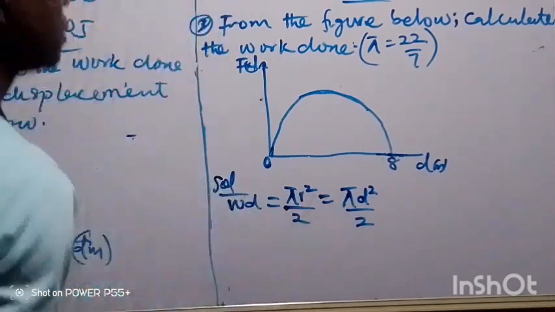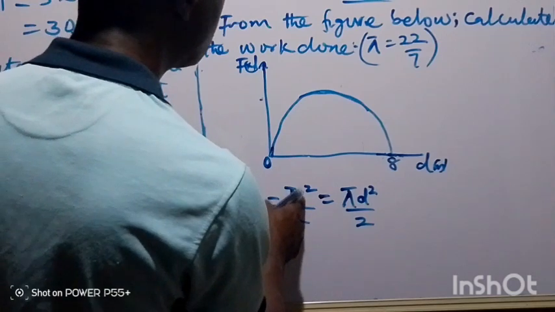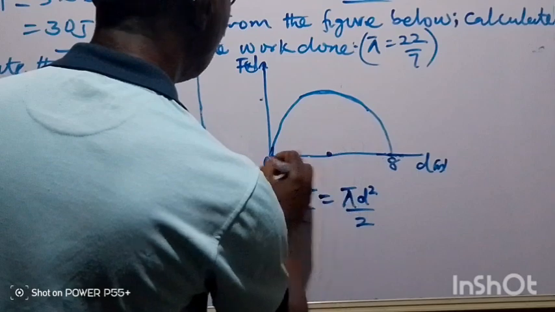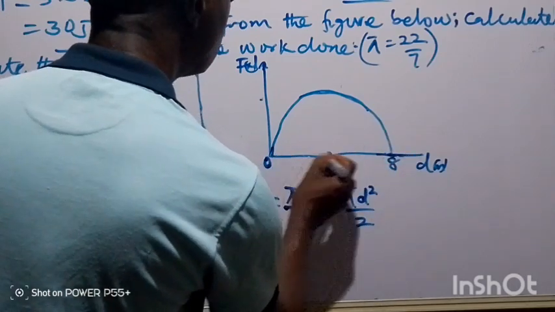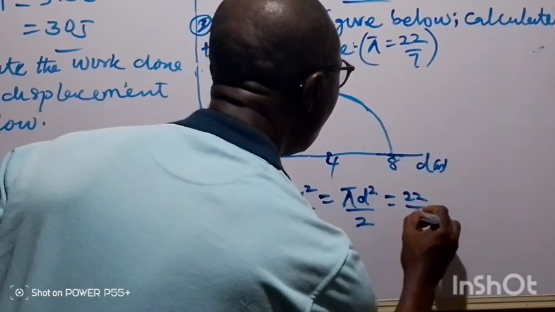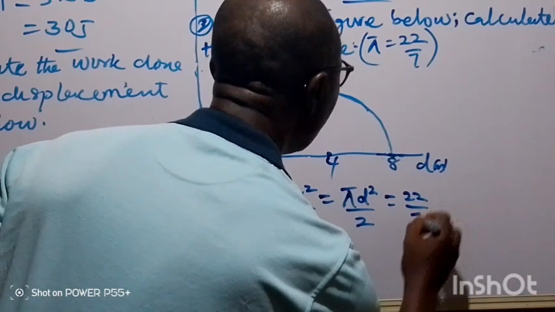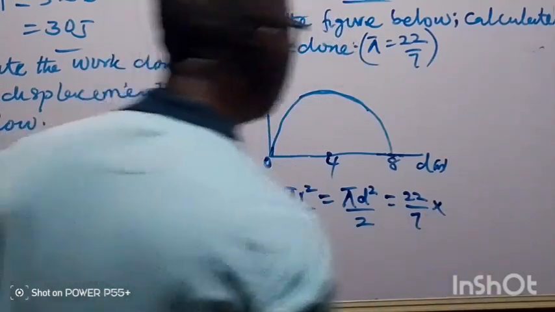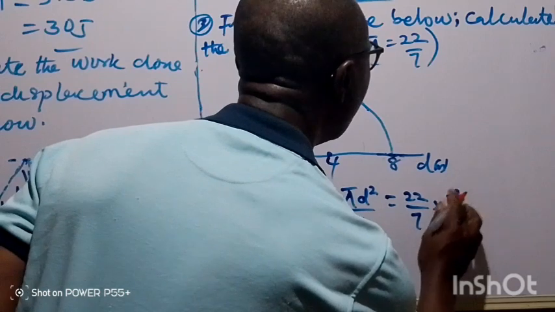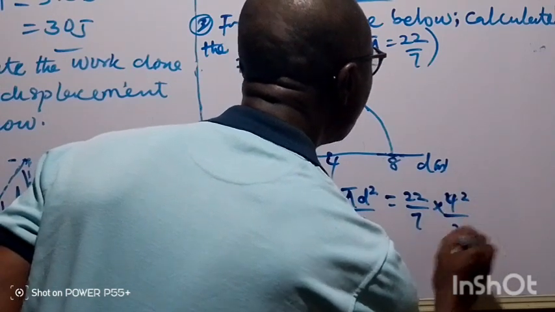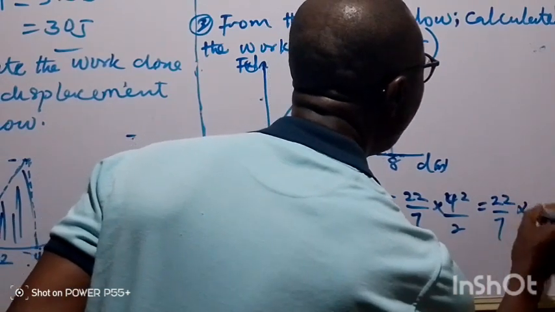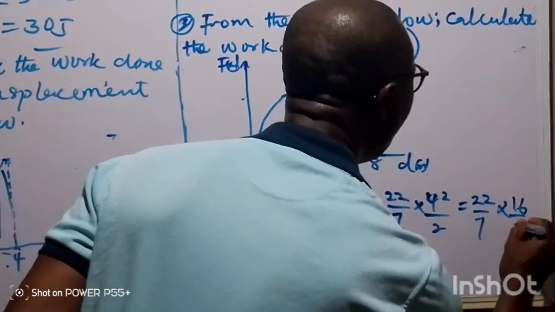And if you look at this one now, since this is a semicircle, from here to here is 6, then from here to here will be 4. So this will now give us 22/7 multiplied by r square, 4 square over 2. So this will now give us 22/7 multiplied by 16 over 2.